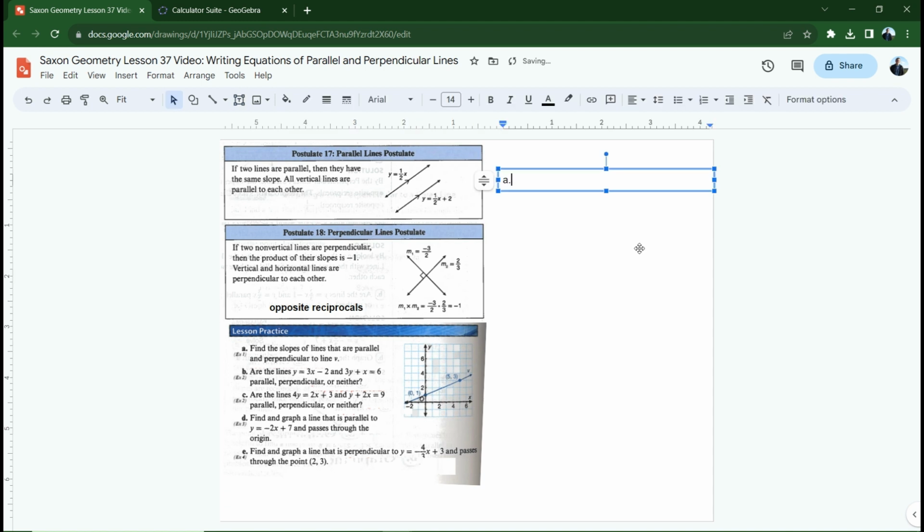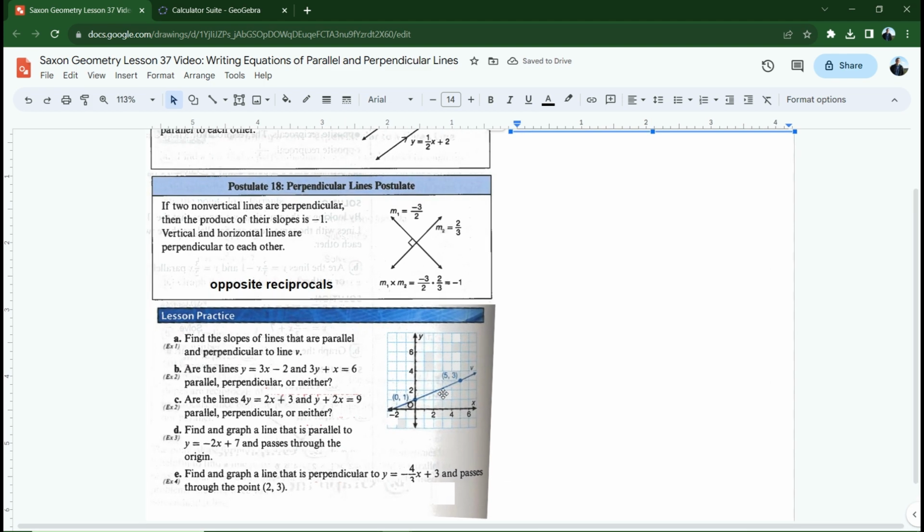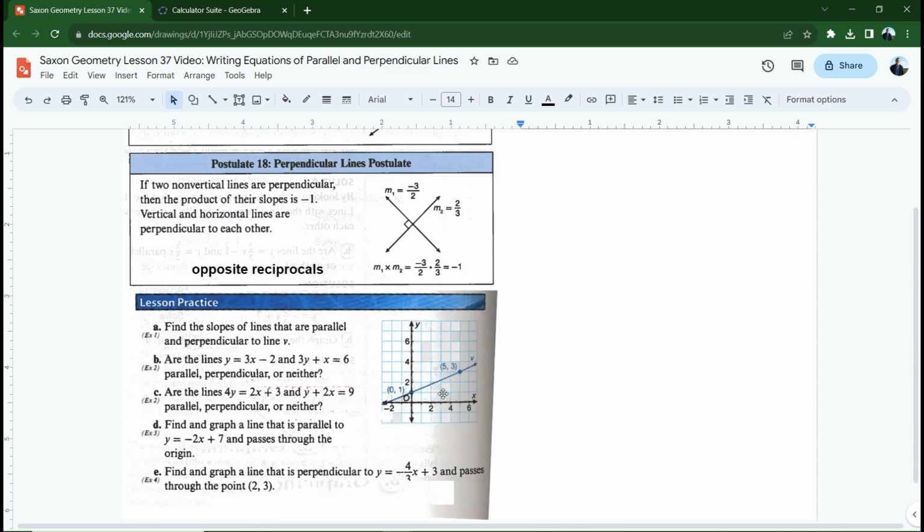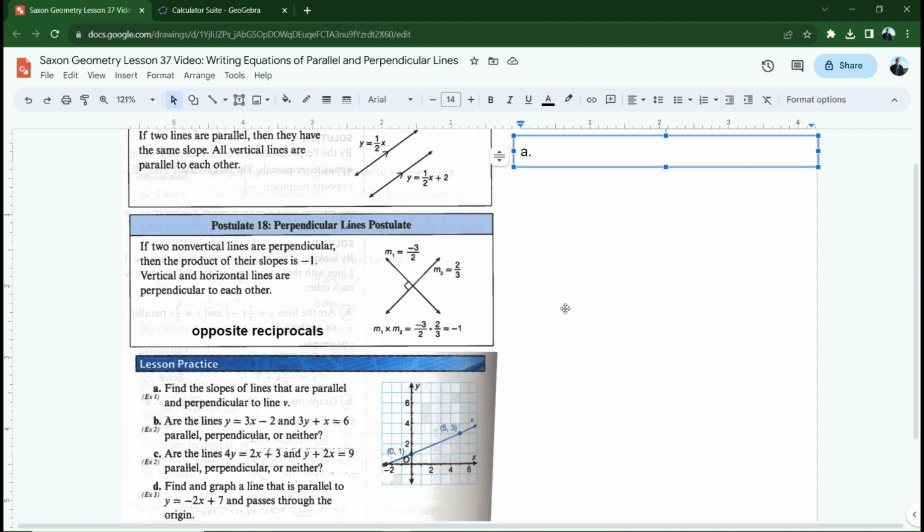All right, let's take a look at letter A down here. Find the slopes of the lines that are parallel to line V. Line V is this line in this graph down here. And we see that line V crosses through (0, 3) and (5, 1).